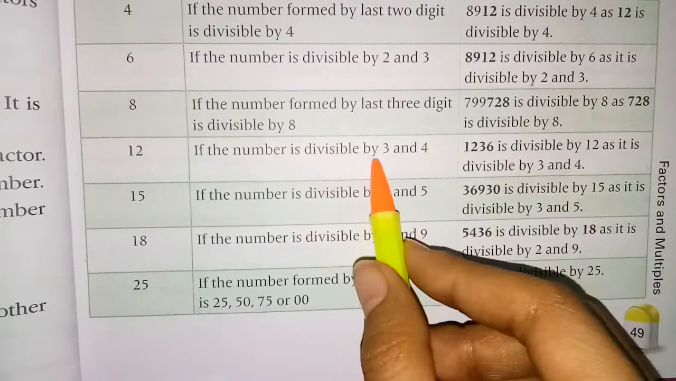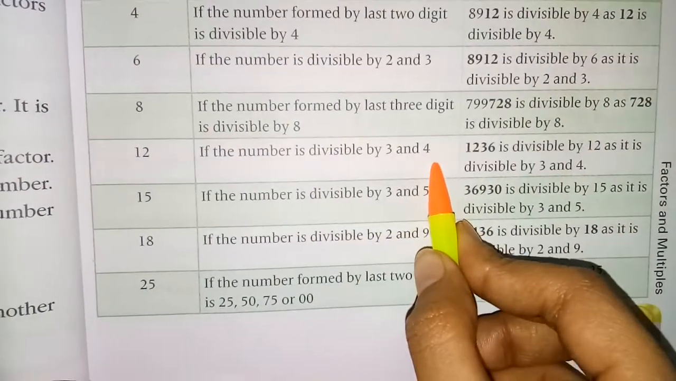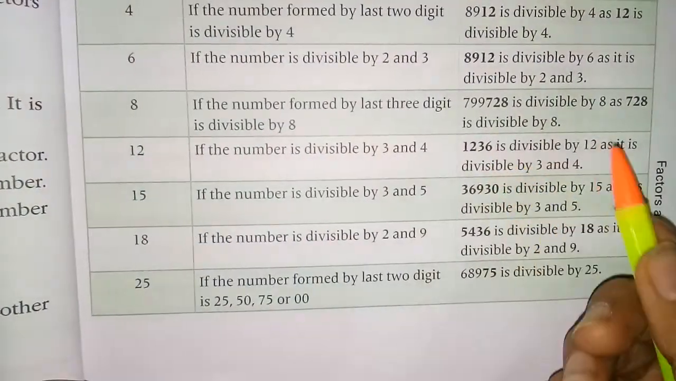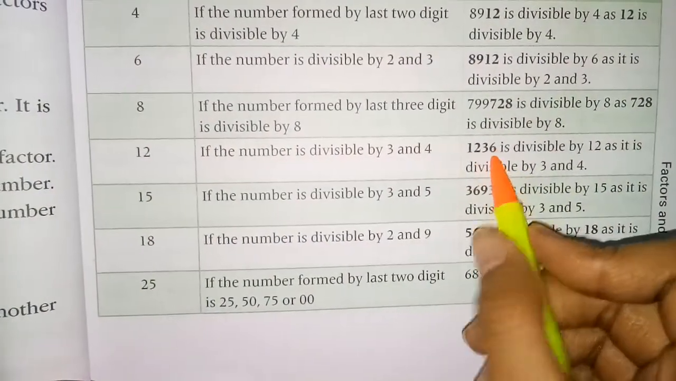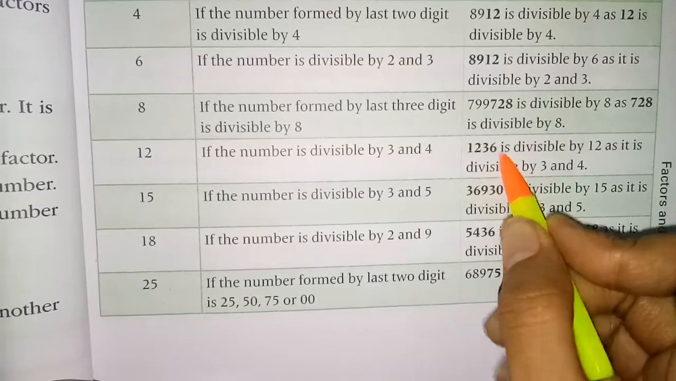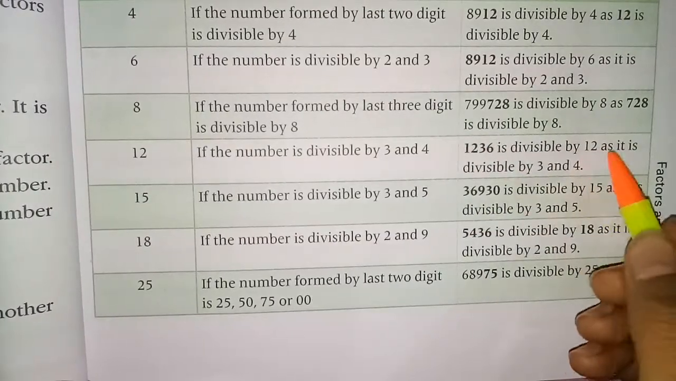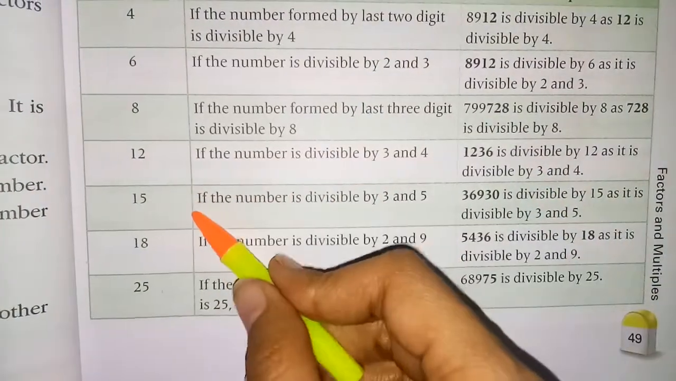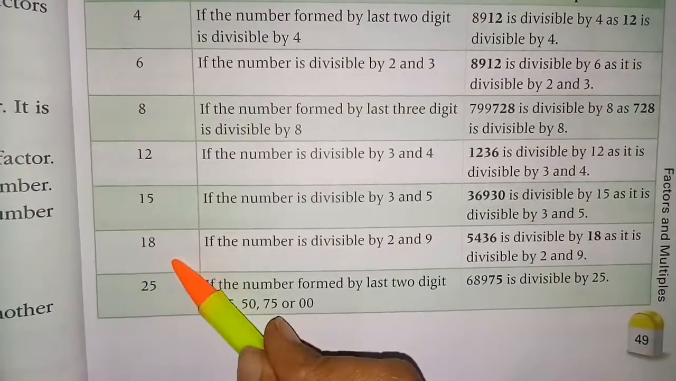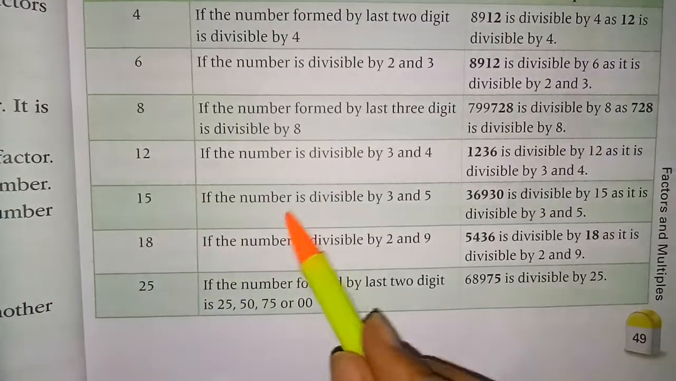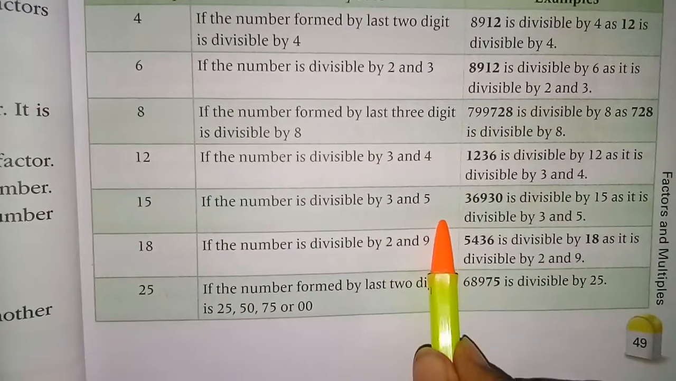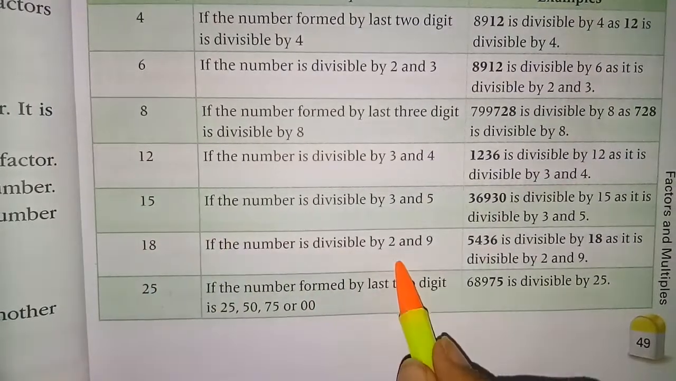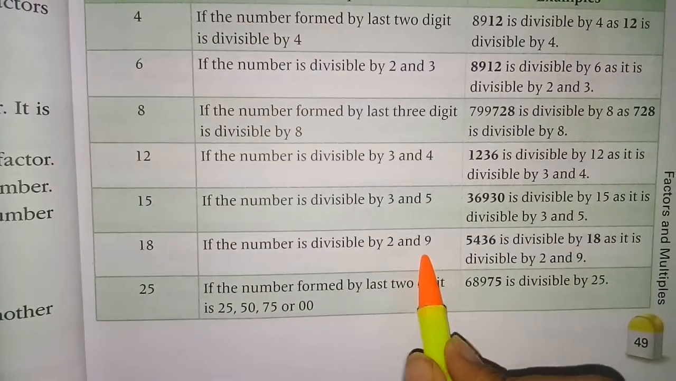Now let's come to divisibility of 12. If the number is divisible by 3 and 4 both, then that number is divisible by 12. So here you can take any example. Here we have taken 1236, and this is divisible by 12 because it is divisible by 3 and 4 both. And if I talk about 15 and 18, in divisibility of 15 the number must be divisible by 3 and 5 both, and in divisibility of 18 the number must be divisible by 2 and 9 both.